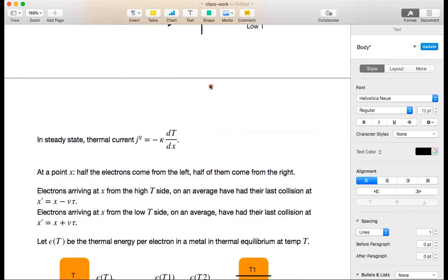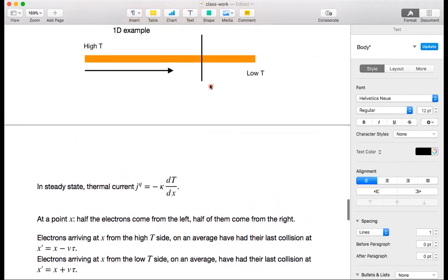You have written that at point x, half of the electrons come from the left and half from the right. So isn't there a charge accumulation at that point? No. These are flowing electrons, right? So half of them come from the left and go to the right. Half of them come from the right and go to the left. And we are looking at a slice perpendicular to this direction of flow at the point x. So an equal number of electrons flow from left to right and right to left. So the net charge current is 0.